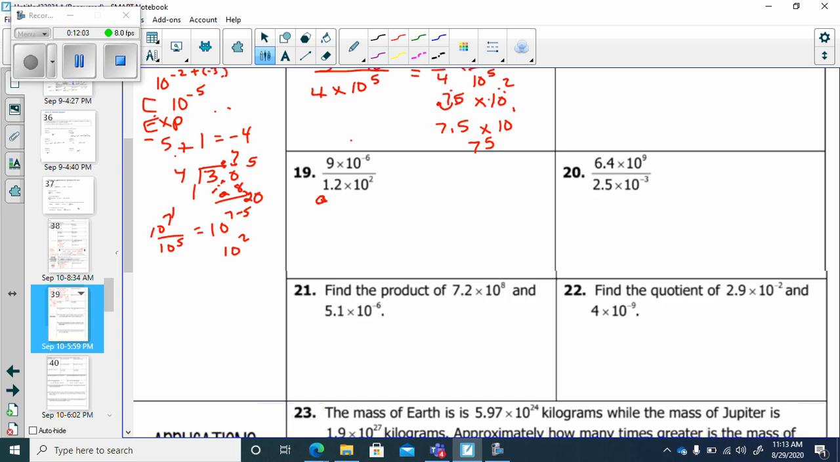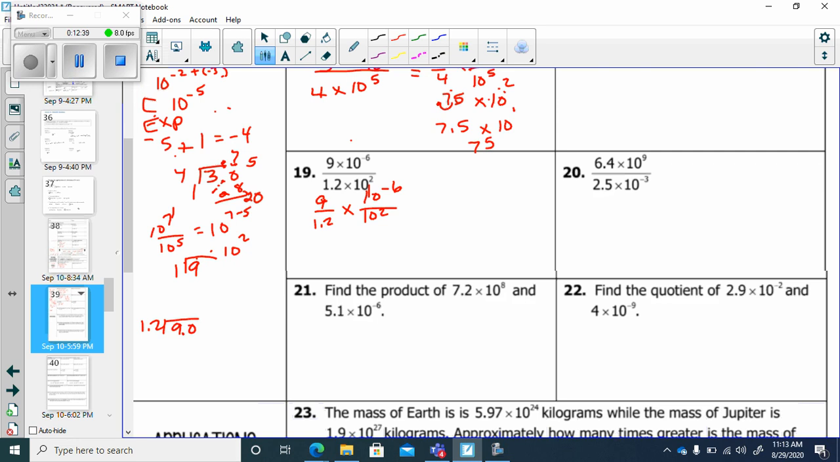Let's split these up. I have 9 divided by 1.2 times 10 to the negative 6, divided by 10 to the 2nd. 9 divided by 1.2. Now let's work on that over here. 9 divided by 1.2. I'm going to put it down here maybe. 9 divided by 1.2. I'm going to put a decimal here.